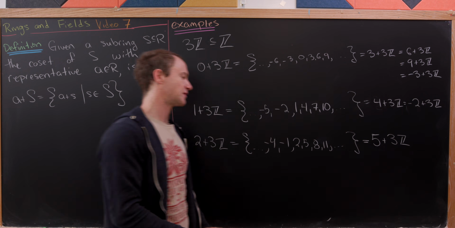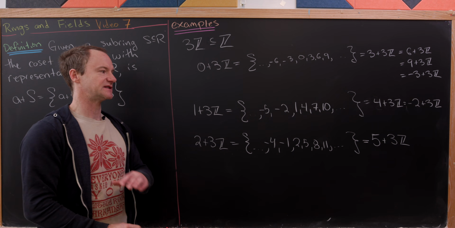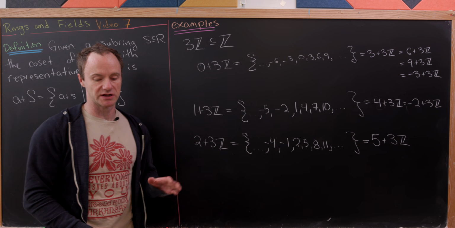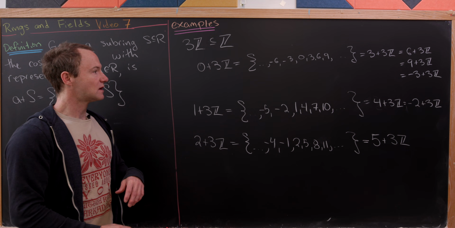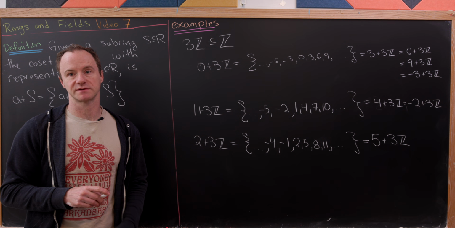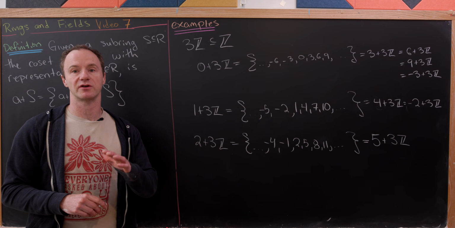So that would be like 5 plus 3Z, 8 plus 3Z, 11 plus 3Z. Those all achieve the same coset. Okay, so let's look at some more examples of cosets for other rings.